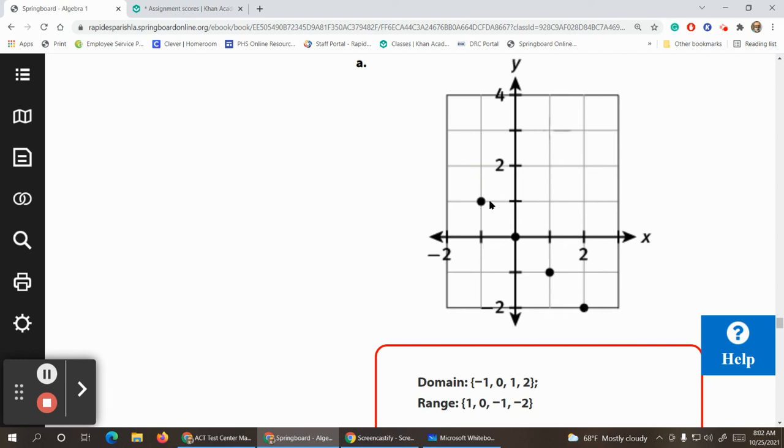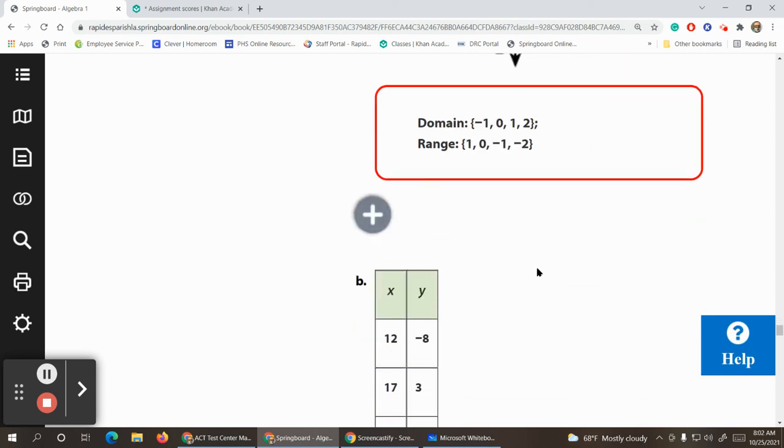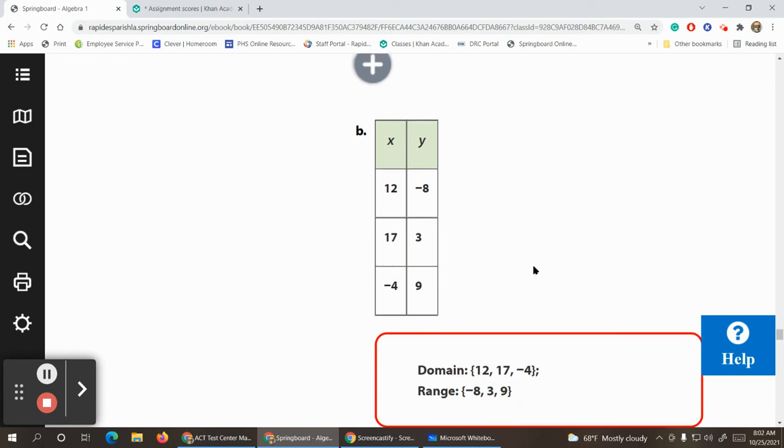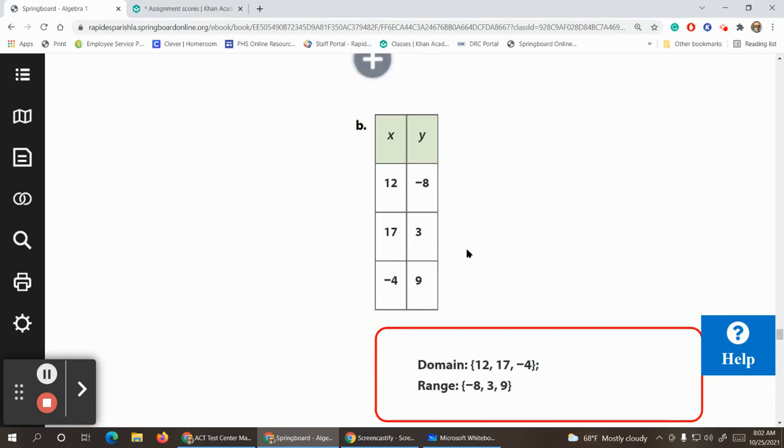Then your y values there. On the x-axis, the y value would be 0. There, and then there. Remember, down below the x-axis, that's negative. All right. And then B, like I said, there's B there. There's your domain. There's your range.